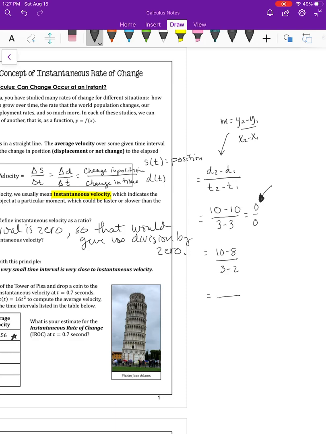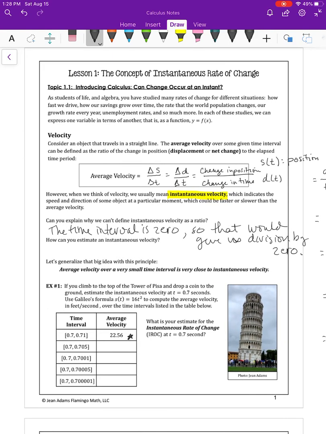Or if you said, well, what if I looked at it at 2.9 seconds and 3 seconds? Or what if I looked at it at 3 seconds and then 3.01 seconds? Do you see how if you decrease your time interval, then you're getting a more accurate estimate of instantaneous velocity? So that's what our answer to this is. How can we estimate it? We are going to do it by making our time interval very small.